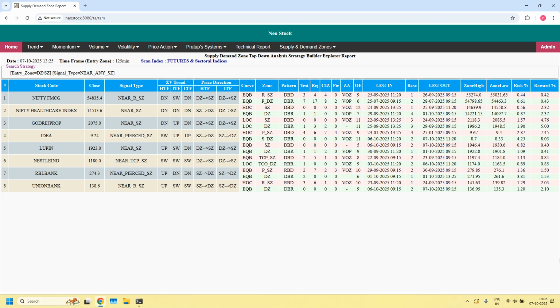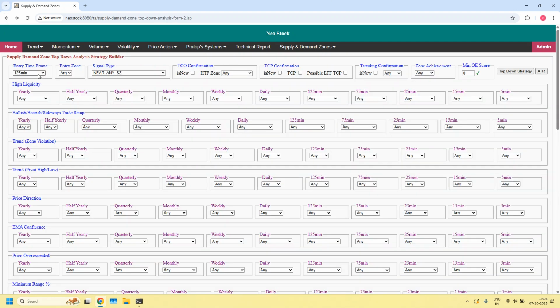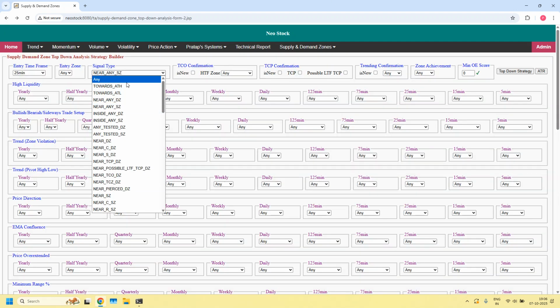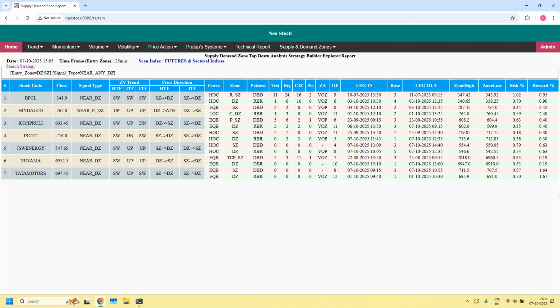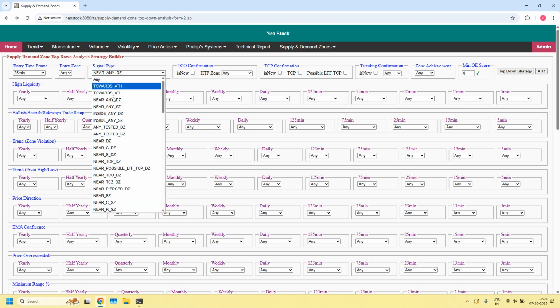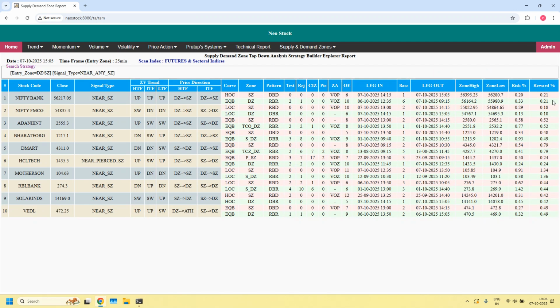Next time frame 75 minutes, already generated in the beginning of the report. So the next time frame is 25 minutes. Stocks near to the 25 minutes demand zone, we got 7 stocks. Next, stocks near to the 25 minute supply zone, we got 10 stocks.